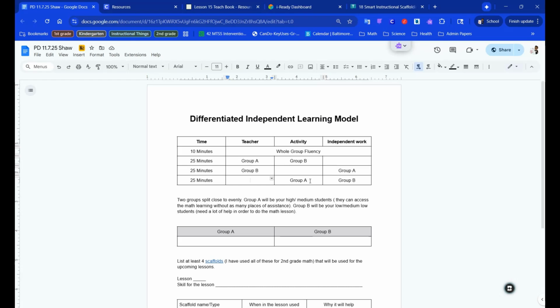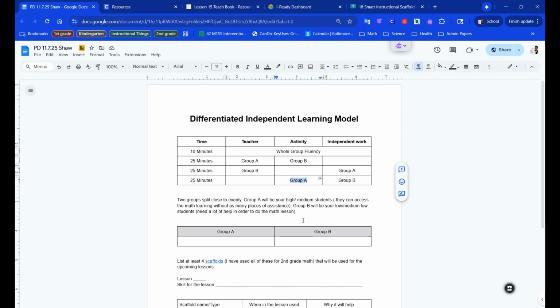Group A is done with their practice problems, so now they're doing that activity that Group B was doing in the first round. It could be iReady. It could be another activity, again to help their deficit or to help accelerate their learning. This could be anything, but this is what you would be doing during that normal small group time.